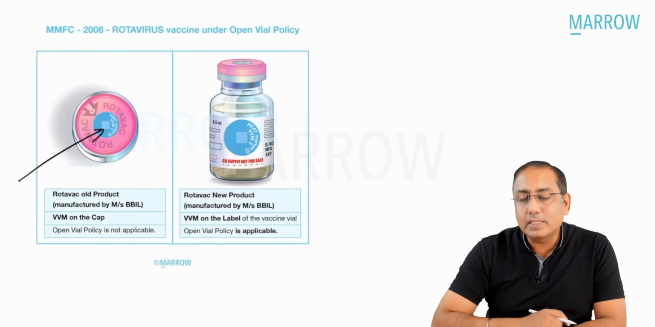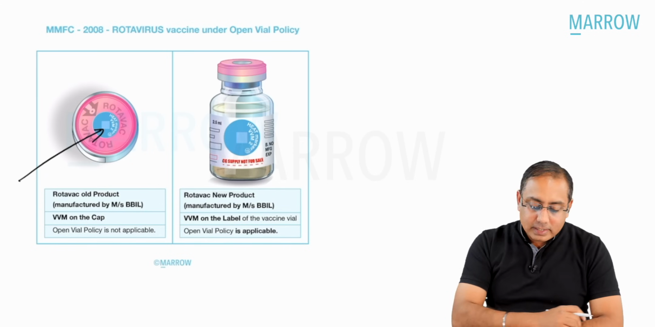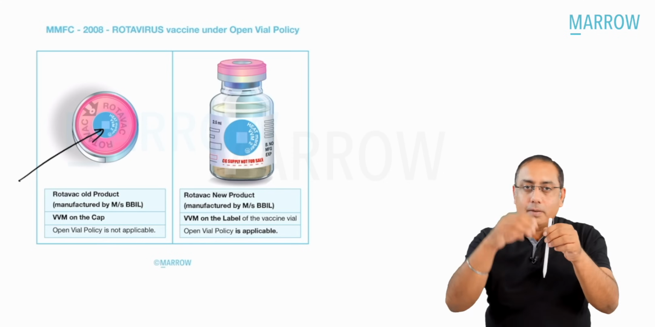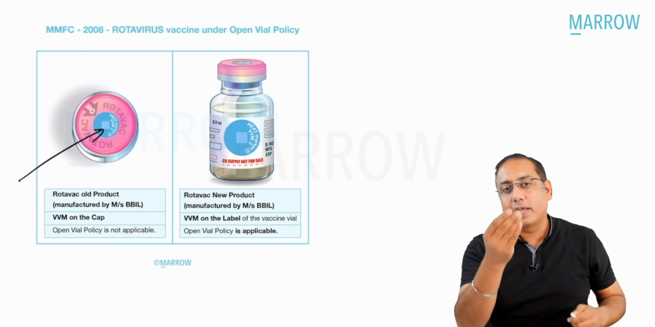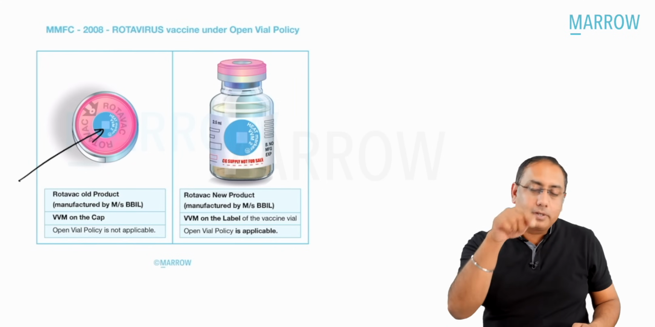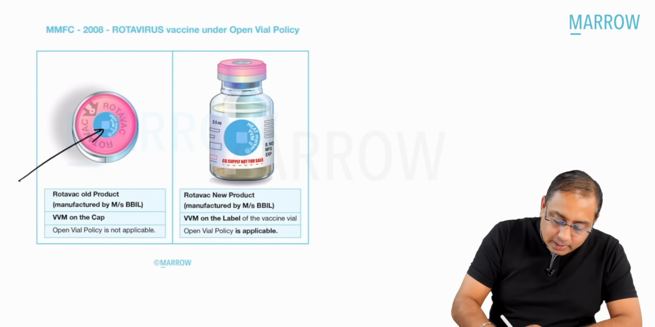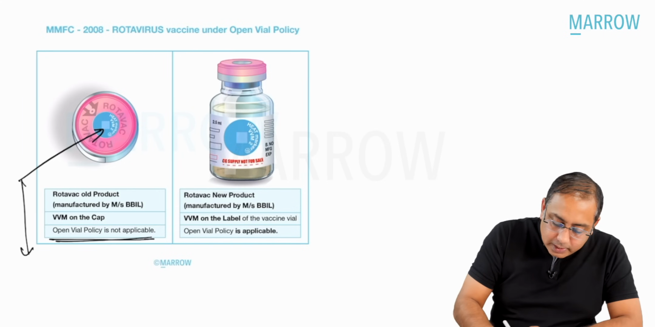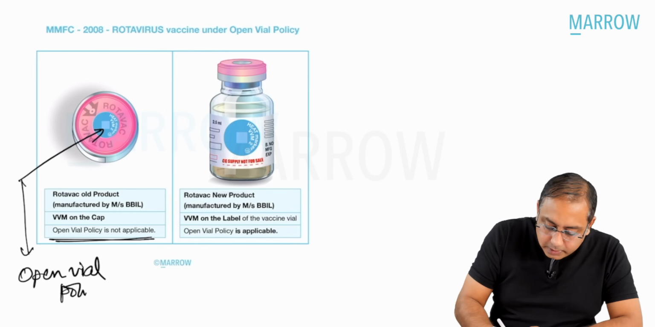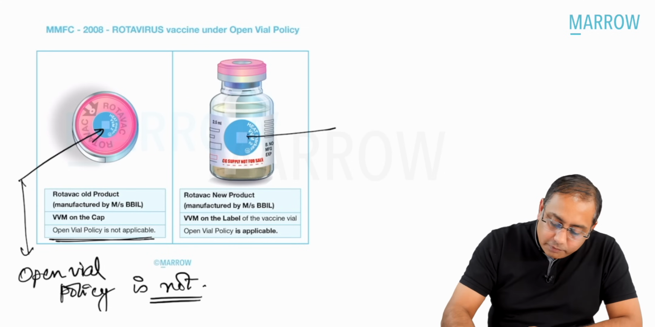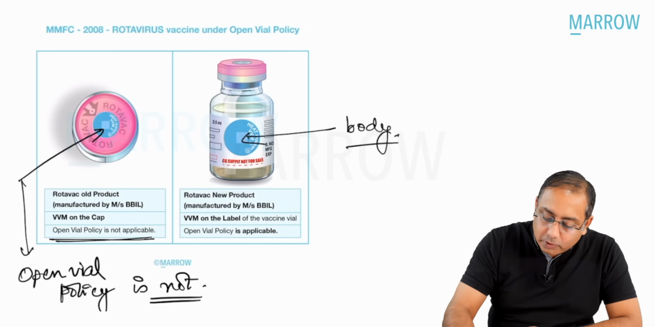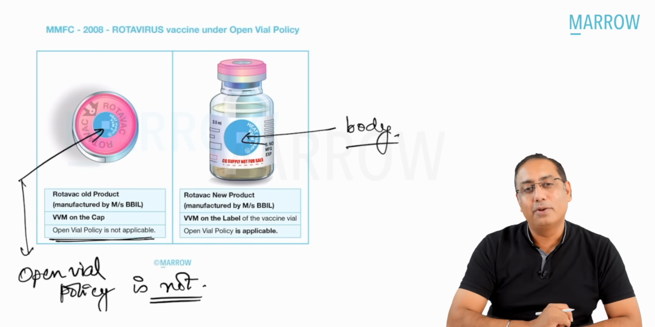So beta, can you appreciate over here the vaccine vial monitor on this product? The vaccine vial monitor on this product is there on the cap. If the vaccine vial monitor is on the cap, it means if you open the cap, you cannot replace the cap now, because the rubber thing, the upper thing is already gone. So it indicates that the open vial policy is not applicable to this product. Whereas if the VVM is on the body, then the open vial policy is applicable on this product.